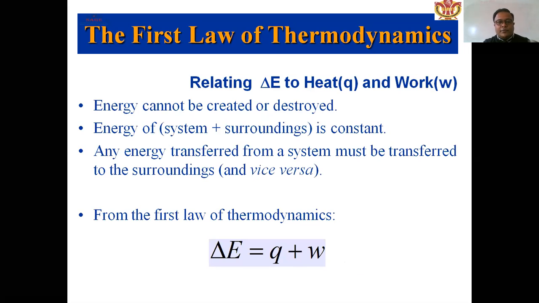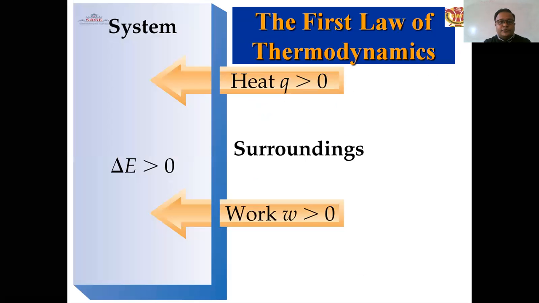Energy cannot be created nor destroyed. The energy of the system plus surroundings is a constant. Any energy transferred from a system must be transferred to the surroundings and vice versa. From the first law of thermodynamics, the change of internal energy is q plus w. The system and the surroundings are presented in this slide. Heat is often taken by the system from the surroundings, but कई बार आपने देखा है कि heat जो है system से surrounding की तरफ भी transfer होती है. If heat is taken by the system, then q is greater than zero, and if work is done on the system, w is greater than zero.